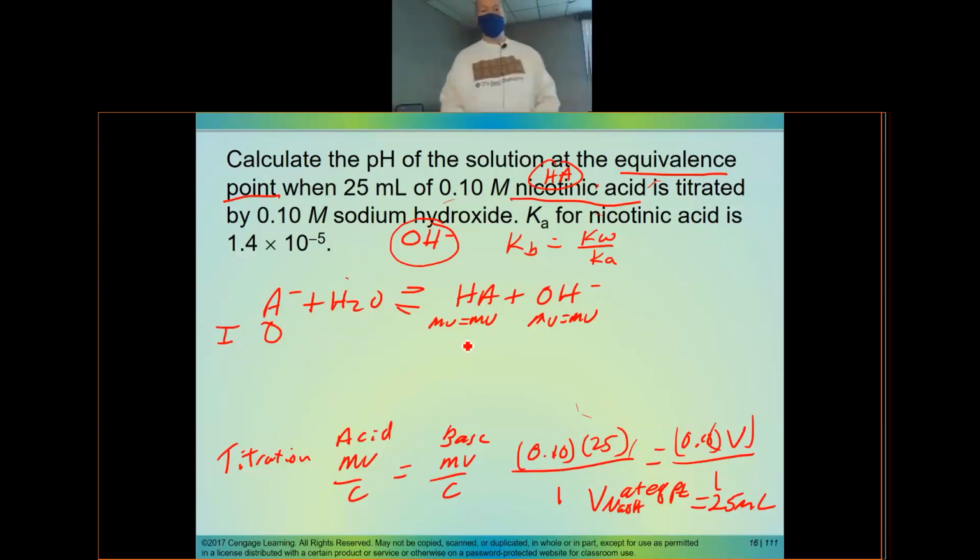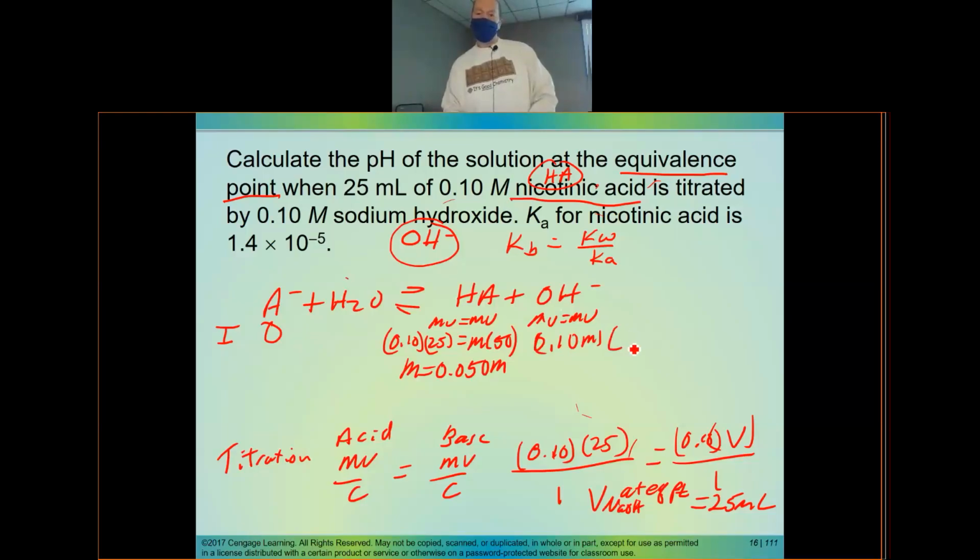All right, so now we know that we're doing a dilution. MV is equal to MV is a dilution. And so my HA was 0.1 molar at a volume of 25. Now that we're at the equivalence point and we added the 25 mLs of our NaOH to get to the equivalence point, now my volume is 50. And so the molarity is 0.050 molar. It would be exactly the same numbers for the NaOH. They happen to start at the same concentration, 0.10.